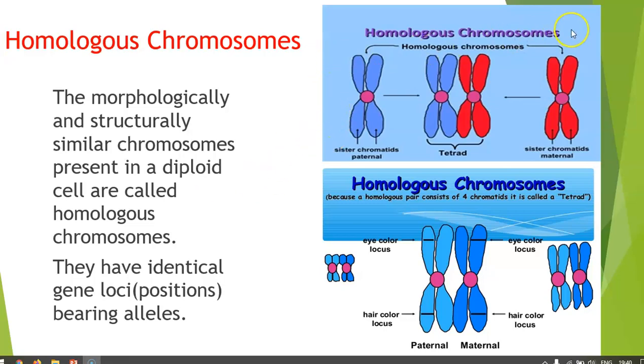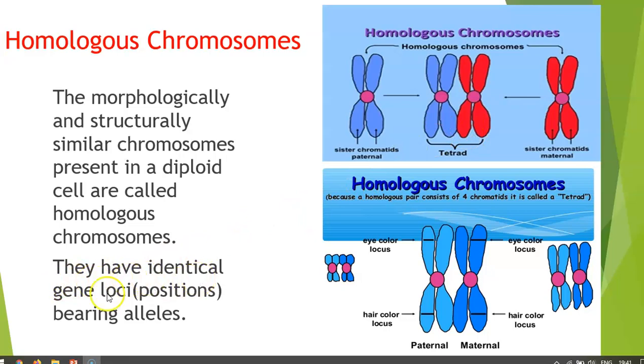Have a look at the figure here. This is a paternal chromosome and this is a maternal chromosome. The paternal one and the maternal one. Here you have the two sides of the chromosomes, which are called sister chromatids, and when the two chromosomes come together they form a tetrad.